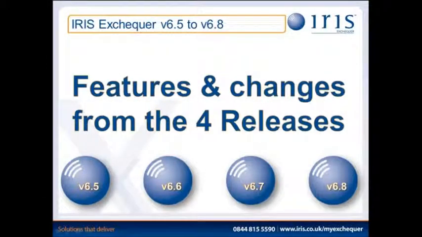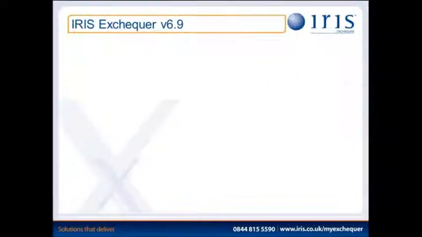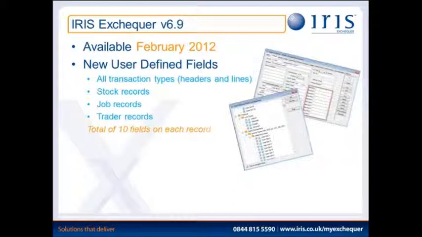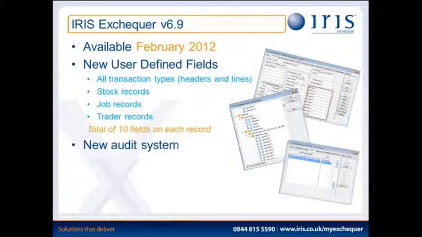So 12 months, 4 releases, what's next? Well, there's RS Exchequer version 6.9. I showed you in the demonstration a couple of new features that are appearing in 6.9, and that'll be available to you from February of next year, so February 2012. And of course 6.9 will include those new user-defined fields, so a total of 10 per record type, as I've listed there: transaction types and lines, stock records, job records and trader records. Plus there will also be the new audit system coming into version 6.9.